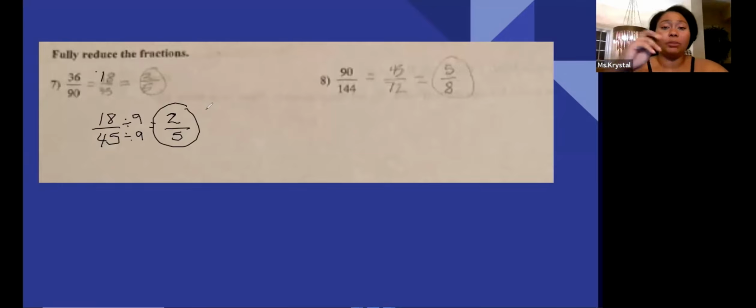So we're looking for numbers that go into 90 and 144. Now, of course, the first number that I think of when I look at 144 is 12. I know it's divisible by 12. So I can say to myself, 12 times 12 definitely gets me 144.